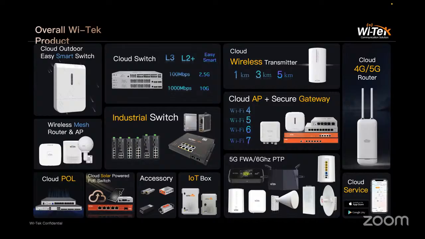I will introduce it later. For wireless, we have 1 kilometer to 5 kilometer point solutions. And we have regular access points from Wi-Fi 4 to Wi-Fi 6 to Wi-Fi 7. And we also designed the 4G and 5G router and the 5G MiFi and the 5G CPE for the ISP market. So next, I will introduce each product line one by one.